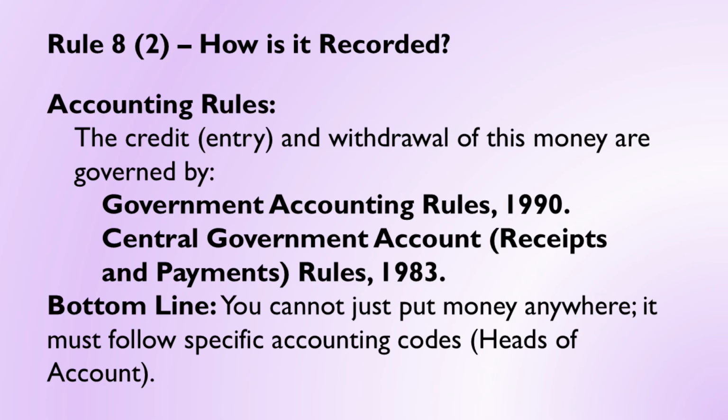Rule 8.2. How is it recorded? You cannot just label money however you like. Rule 8, Sub-Rule 2 tells us every credit and withdrawal must follow the Government Account Rules of 1990 and the Receipts and Payments Rules of 1983. This ensures that an auditor in Delhi can understand a transaction made in a small town in a union territory because everyone is using the same language, or heads of account.